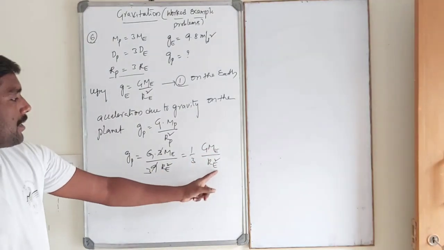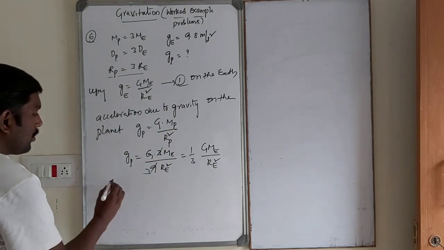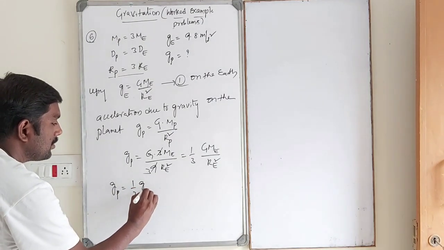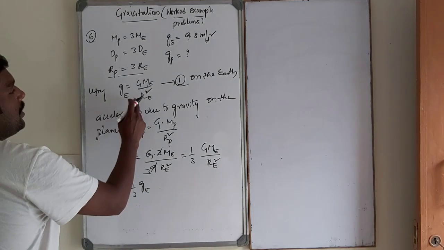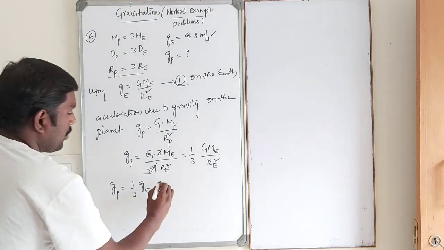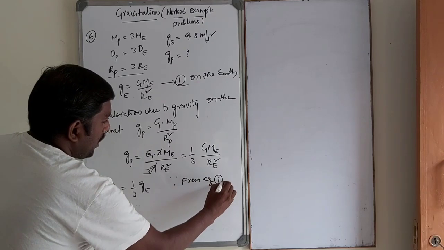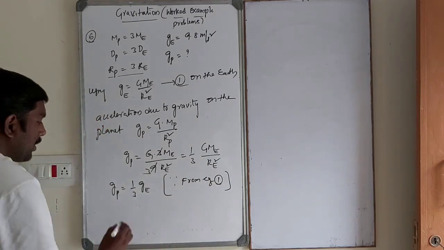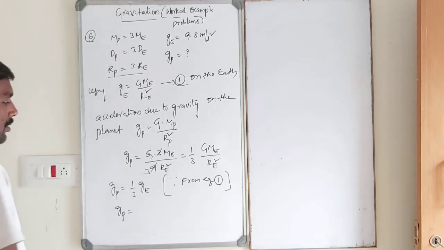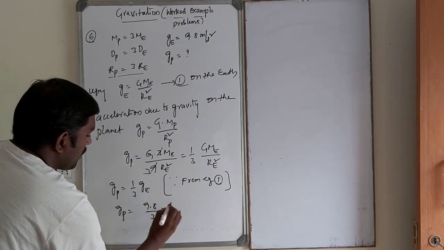See, G M_E by R_E square is what? That is g from equation number 1. So g_p is equal to 1 by 3 into g_E. So from equation 1, clear. So g_p, the acceleration due to gravity on the planet, is equal to g_E, which is already given, that is 9.8 divided by 3.